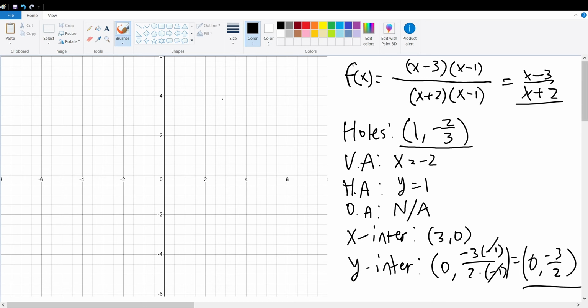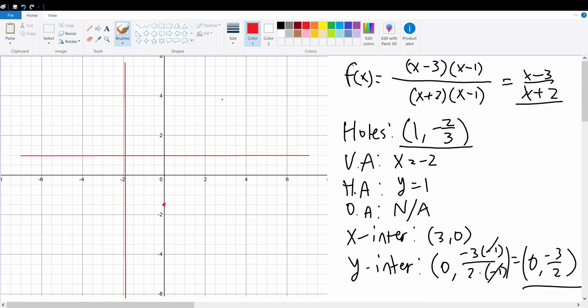And now we can start to graph it. We can first draw out our vertical and horizontal asymptotes, which I'll be doing in this red color, for x is equal to negative 2 and y is equal to positive 1, which will be right here. Now that we have our asymptotes drawn out, we can plot the y-intercept. The y-intercept is 0 comma negative 3 over 2, or 0 comma negative 1.5. So that will be this point right here.